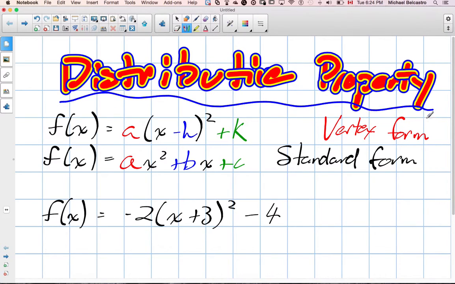We're going to look at distributive property. Okay, distributive property is the idea of expanding and simplifying. They probably tell you it's the exact same idea. You're probably going to have to use distributive property.